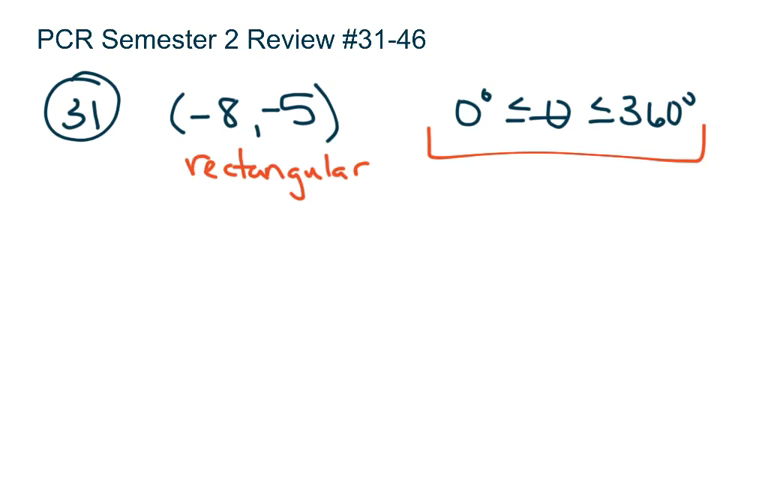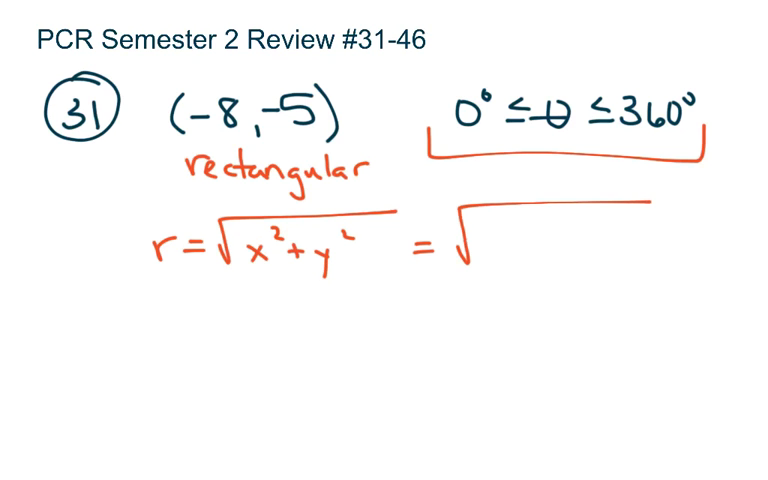Alright, so let's first write this in polar coordinates. You go from rectangular to polar coordinates. R is the square root of x squared plus y squared. That's just the Pythagorean theorem. So it's the square root of (-8) squared plus (-5) squared. Notice that the negatives are in parentheses because when you square them, they're going to become positive. Now we're going to get the square root of 89. I'm going to leave that as a radical instead of changing it to a decimal because it'll look nicer.